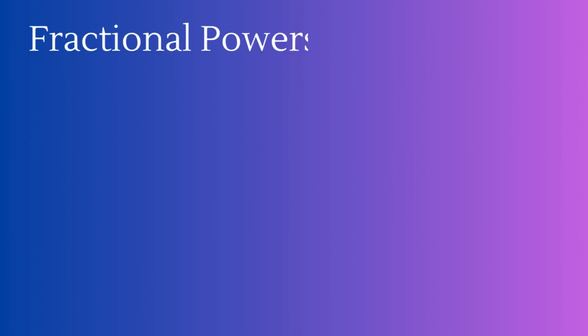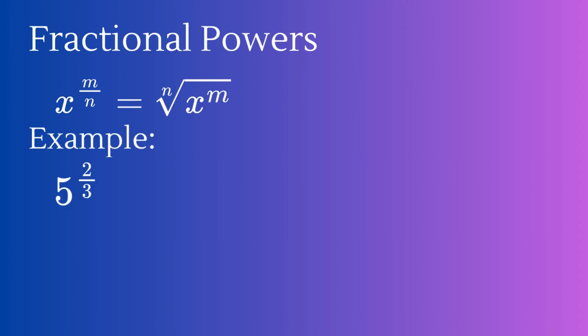Okay, so the last rule is fractional powers. In this rule we have a variable, and the power is a fraction. According to this rule, whenever a term has a fractional power, the power's numerator would remain with the term, whereas the denominator of the power would be outside with the root. For example, 5 raised to the power 2 upon 3.